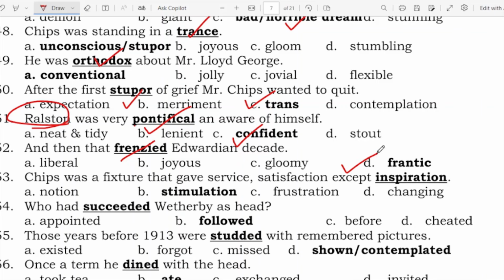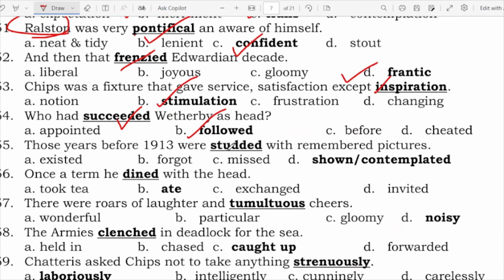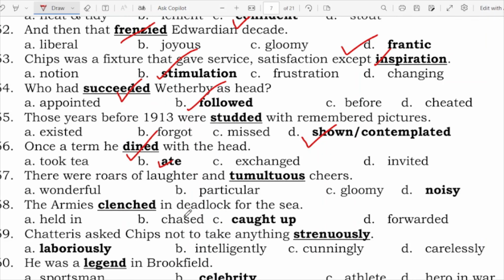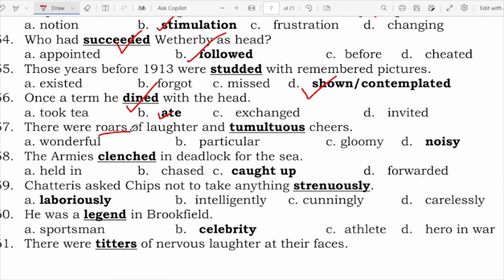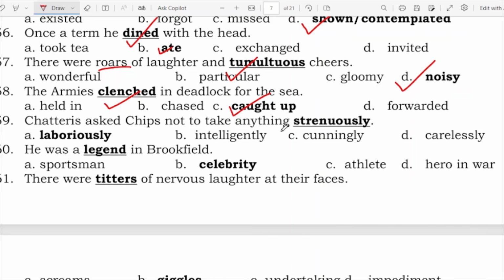Frenzied means frantic. Inspirations, stimulations, succeeded, forward, studied, shown, contemplated, dined, ate. And there were roars, roars meaning voice, and tumultuous, again noisy. This is a very important word for your exam. Clenched, this is from Mr. Chips, clenched, caught up. And the chatters ask Chips not to take anything strenuously. Strenuously means laboriously, hard-workingly, only just a relaxed mood, work over here in Brookfield.